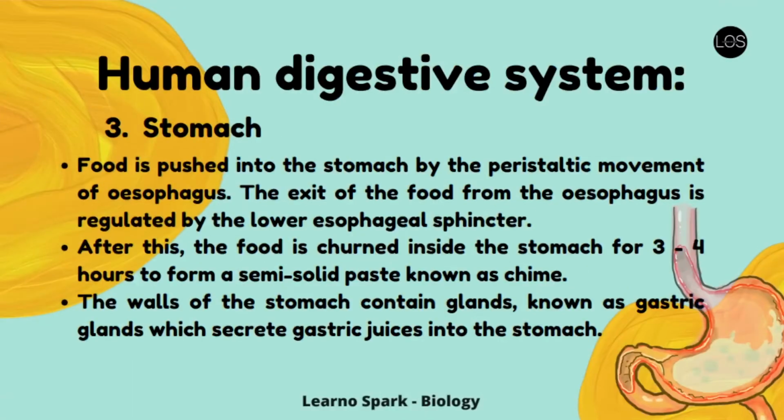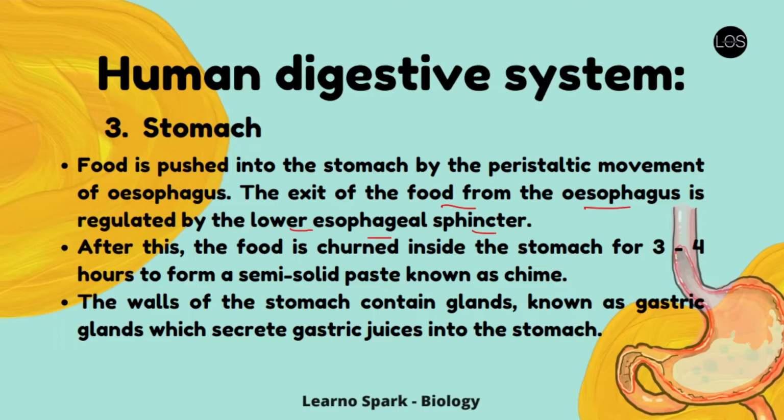Moving on to the third part of the alimentary canal, stomach. So food is pushed into the stomach by the peristaltic or wavy movement of esophagus, and the exit of food from the esophagus to stomach is regulated by lower esophageal sphincter. Sphincters are ring-shaped muscle that relaxes or tightens to open or close a passage. तो sphincter का काम क्या है? Sphincter का काम है to regulate the exit of food from esophagus to stomach.